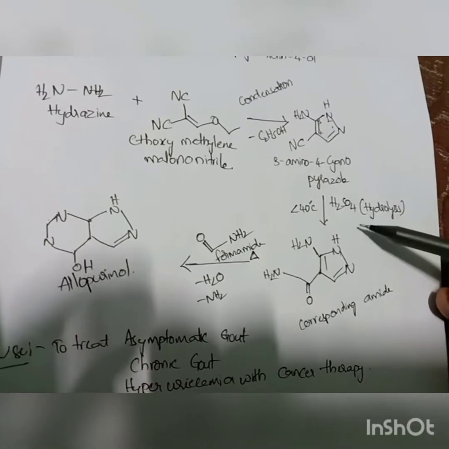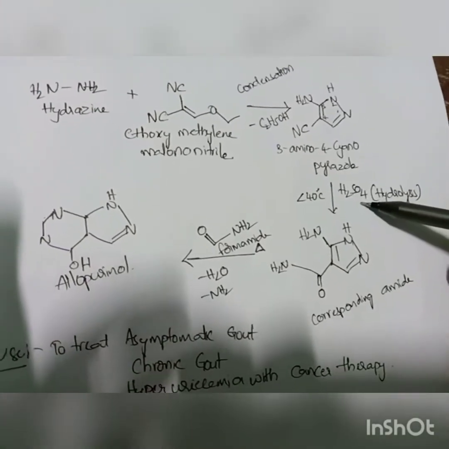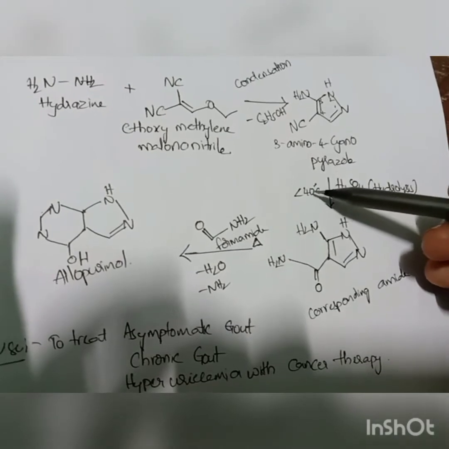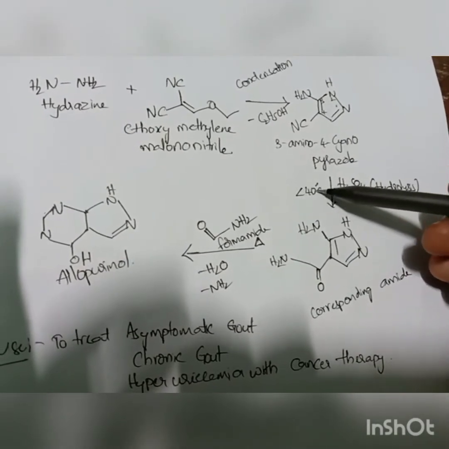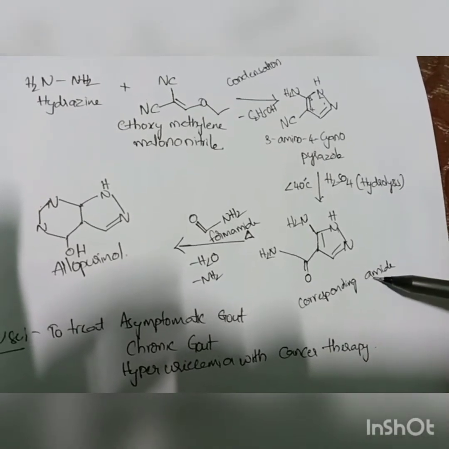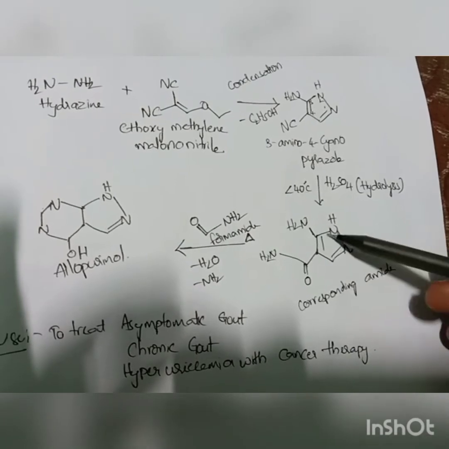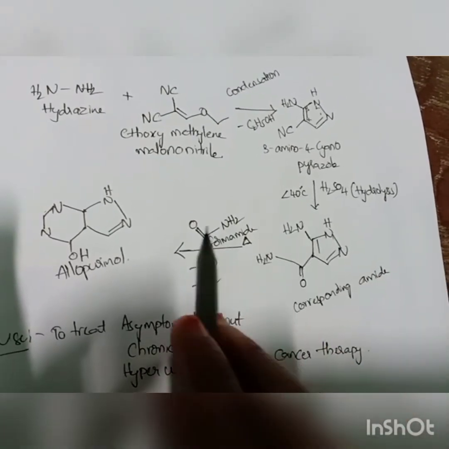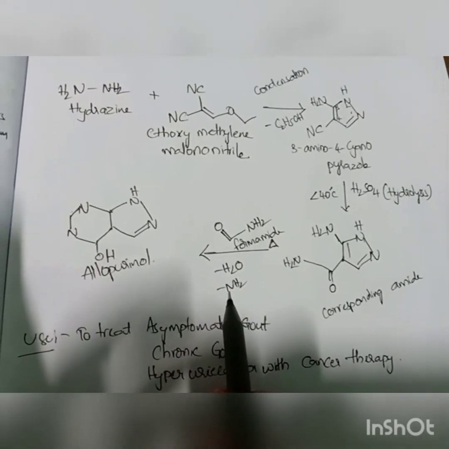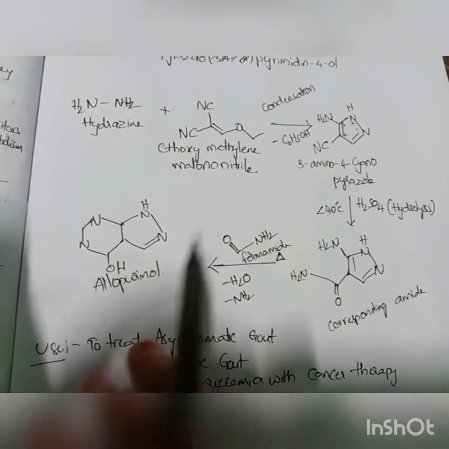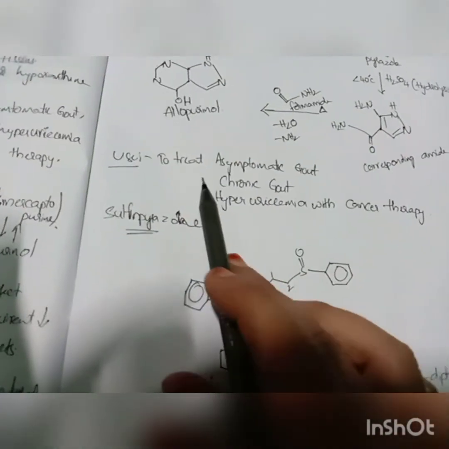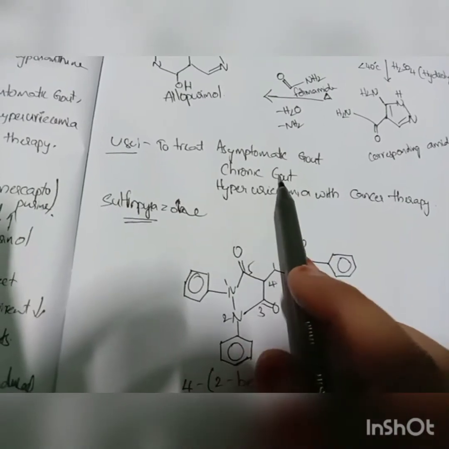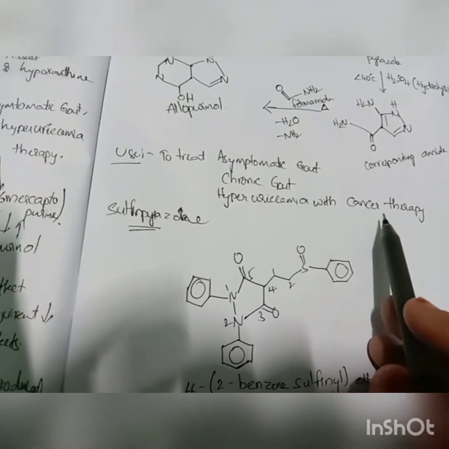This intermediate, upon hydrolysis in the presence of sulfuric acid at less than 40 degrees centigrade, we heat it and get the corresponding amide as a product. This intermediate product, when treated with formamide, by the loss of a water molecule and an amine group, finally gives allopurinol. This allopurinol is used to treat asymptomatic gout, chronic gout and hyperuricemia with cancer therapy.